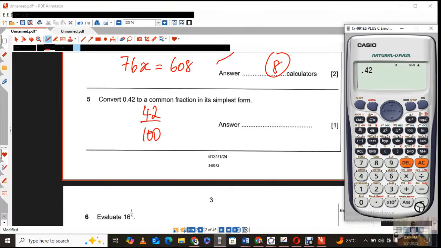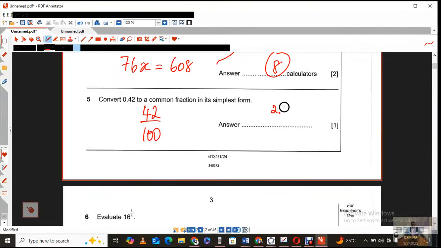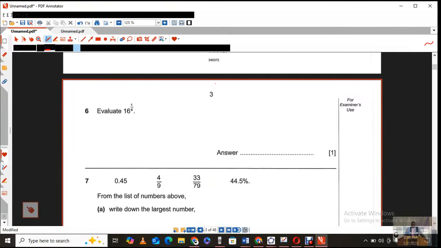So you can just press 0.42 on the calculator and you get it. For you, half of 42 is 21, half of 100 is 50, and that would be in its simplest form. So it's 21 over 50. So again, these are not marks that you should be losing, okay? Since you're warming up. Another one, this one is also something that you can calculate using a calculator.